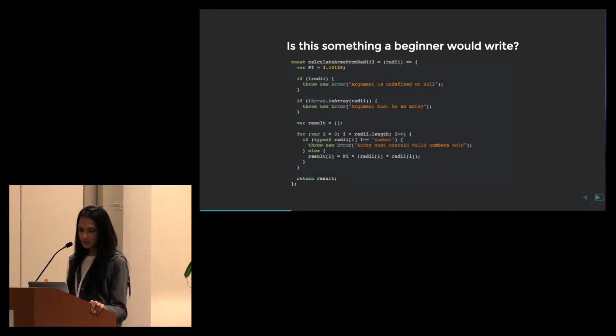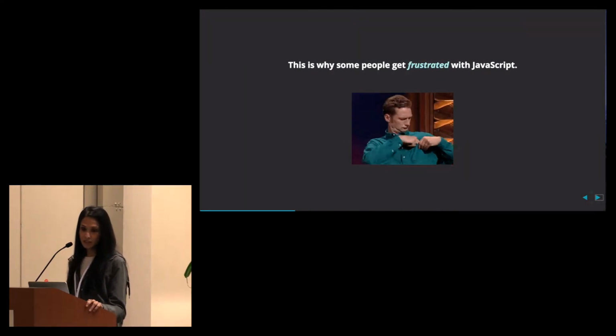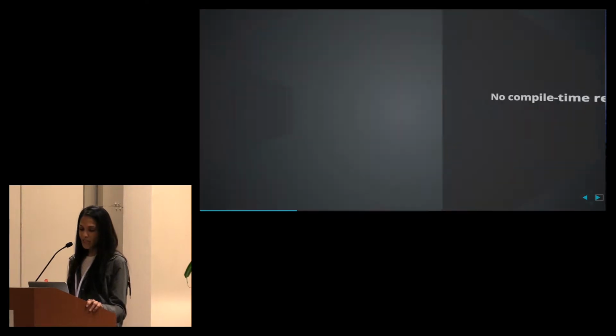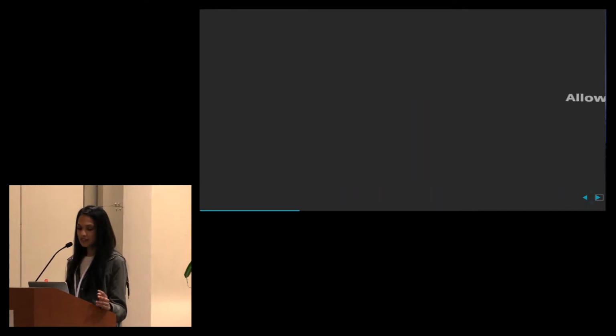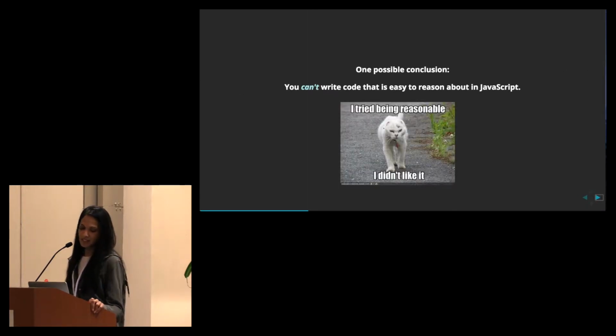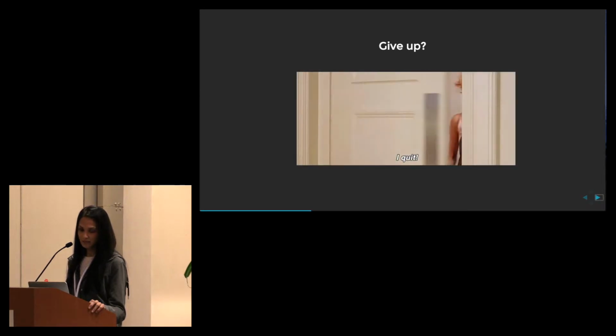Realistically, when we go back to our final program, is this something a beginner would even think of writing? And I'm going to say probably not. So this is why some people get frustrated with JavaScript. There's no compile time restrictions. It allows you to do anything, but you will do anything. So one possible conclusion is just to say that you can't write code that's easy to reason about, and then just give up.